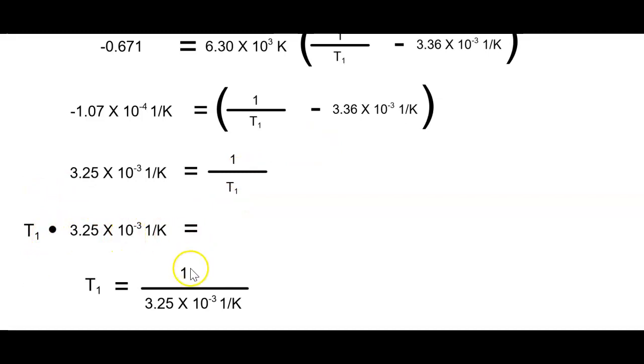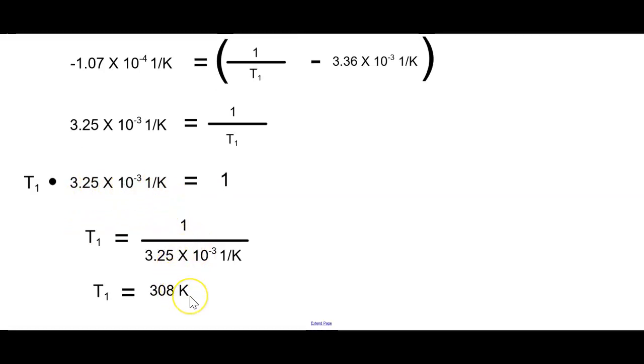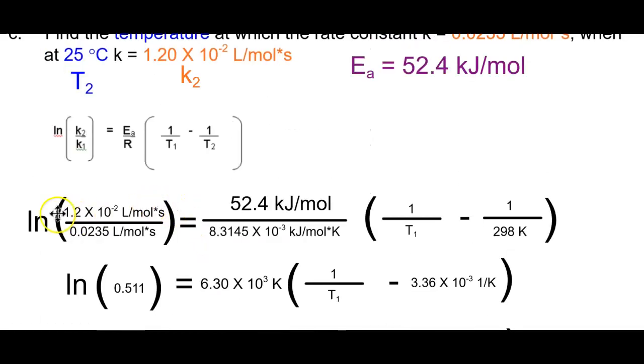Okay, and you will get, and this should have been equal to, this is a part I left out, this should have been equal to 1 once I multiplied those. And then I would divide both sides by this, by 3.2 to the negative third, and that's how I get 308-ish Kelvin.